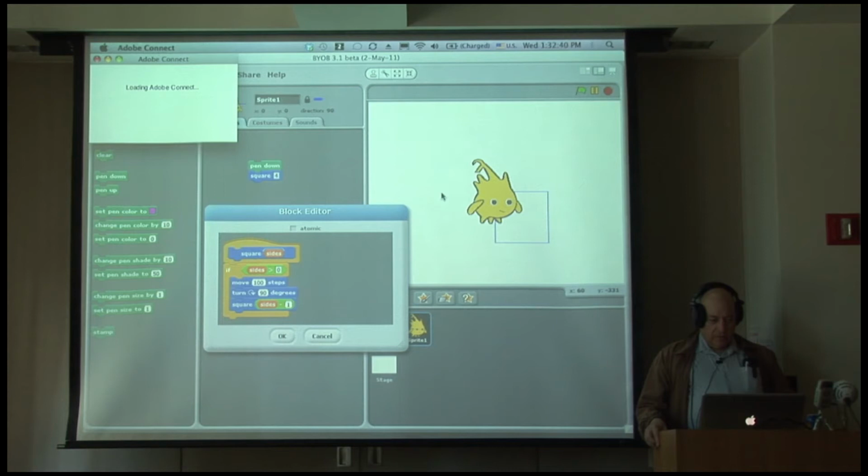Okay, my screen is being shared. Okay, good. Audio. Click.